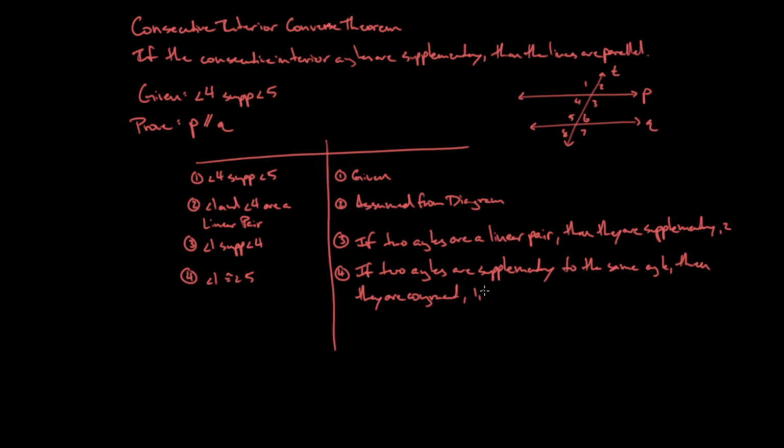Now that I know angles 1 and 5 are congruent, since they are corresponding angles, I can link this back to my corresponding angle converse postulate, which says that if the corresponding angles are congruent, then the lines are parallel. So I'm basically done. I can say in statement number 5 that P is parallel to Q, using the corresponding angle converse: if the corresponding angles are congruent, then the lines are parallel.